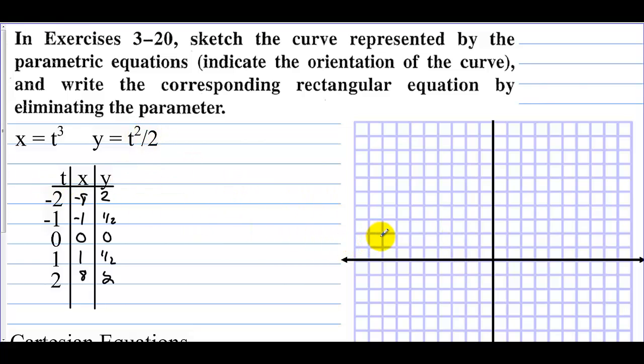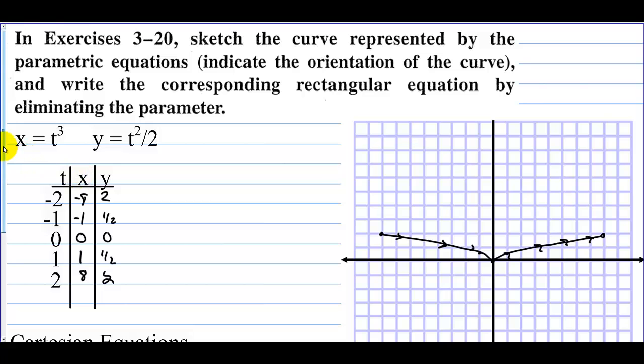Negative 8, 2. Plot that point. Negative 1, 1 half, 0, 0, 1, 1 half, and then 8, 2. We have to pay attention to the order that these are plotted in, because that'll be the orientation of the graph. That'll be the direction that we graph this in. So we make little arrows to indicate that this was graphed from left to right.